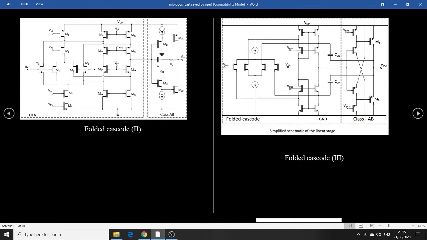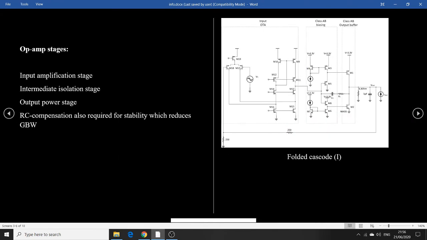Similarly, the next folded cascade architecture is also very similar, with some differences as compared to the previous one. Here we have a rail-to-rail folded cascade op-amp. It has the NMOS pair, PMOS pair, and then again it has the complementary common gate pair as well. Other than that, there is not much difference between this one and the previous one.